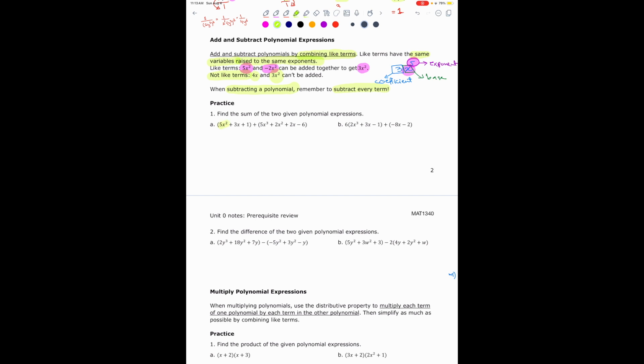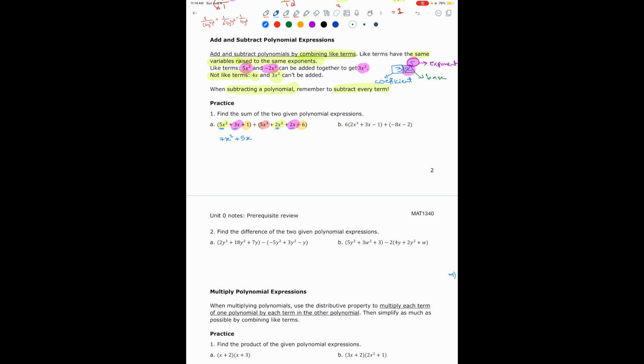So 5x squared is like 2x squared. Then I have 3x, which is similar to 2x. Then I have positive 2, which is similar to negative 6. Notice how this one is an outlier. It doesn't have any similar terms. So now I will just add and combine like terms together. 5x squared plus 2x squared is 7x squared. 3x plus 2x is positive 5x.